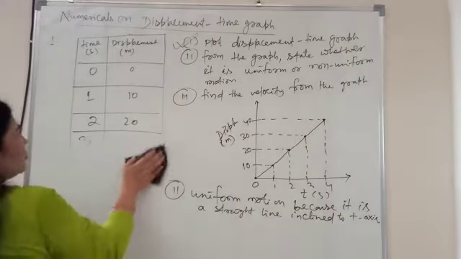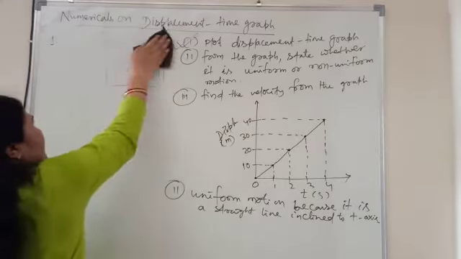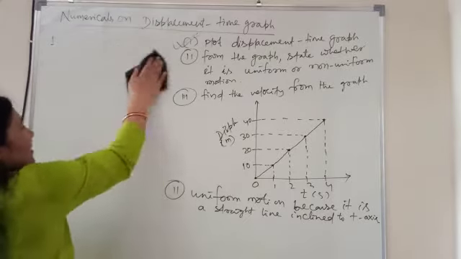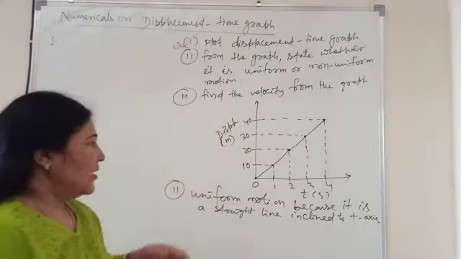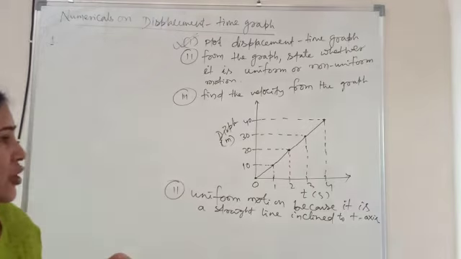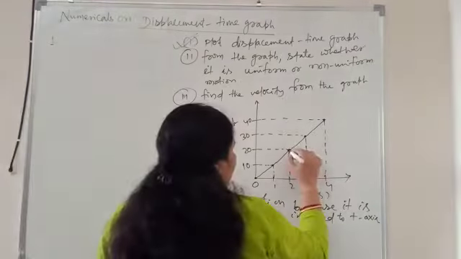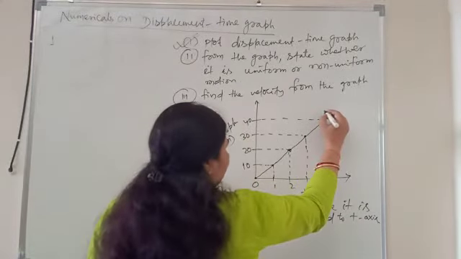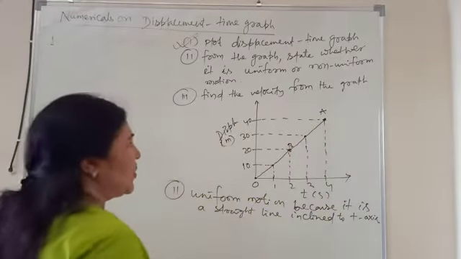Now the third part of this question, to find the velocity. If we know the displacement time graph, how do we find the velocity? For that you have to find the slope of the graph. How can you find the slope? You need to choose any 2 points. Let's suppose I have chosen these two points and named them A and B.